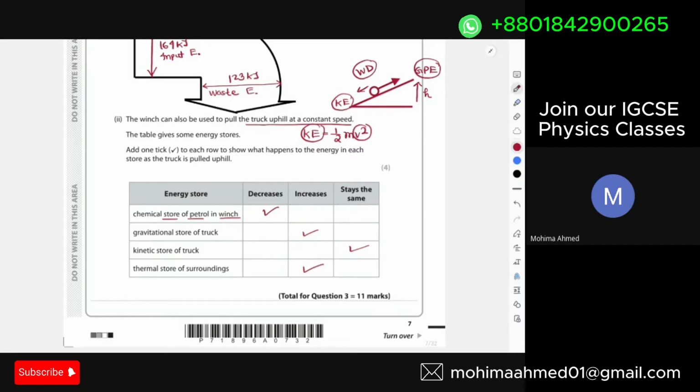For the winch, kinetic energy is getting converted to GPE. So in that case, for the winch, kinetic energy would decrease, GPE would increase. But over here, they are moving with constant speed. Constant speed, the velocity is not decreasing. Even for the winch also, the winch was also said to move with constant speed. They were both moving with constant speed.